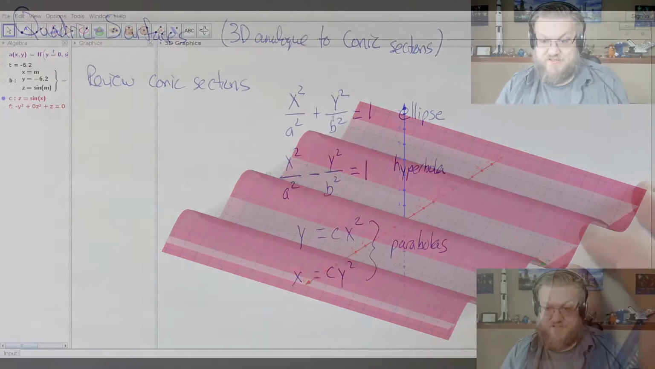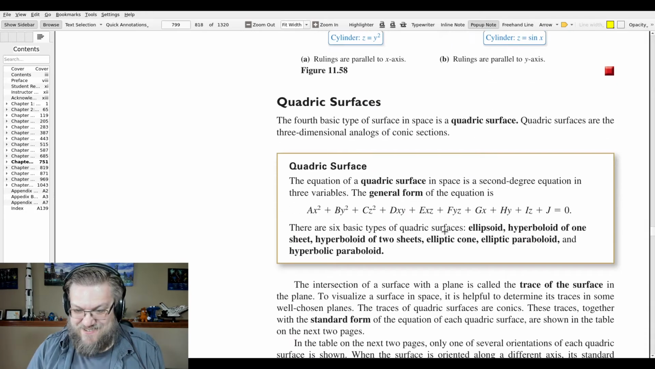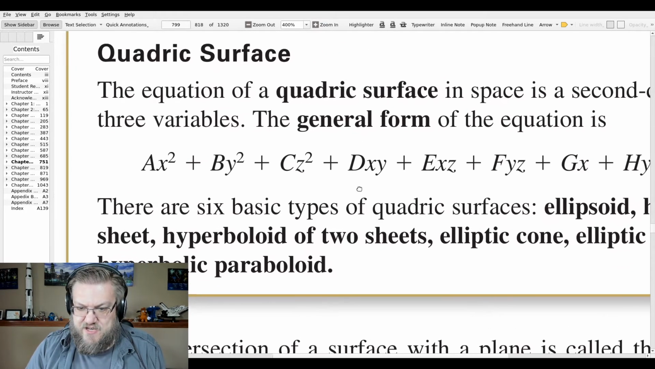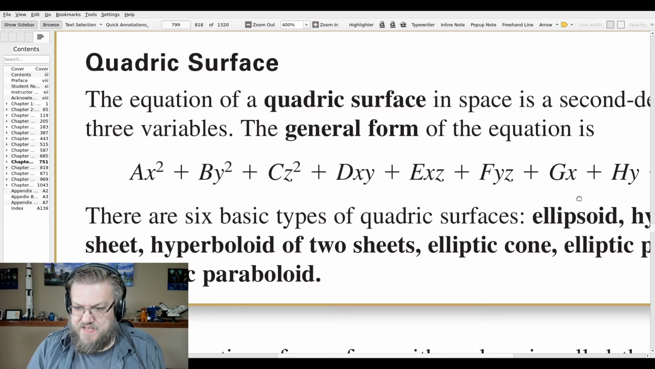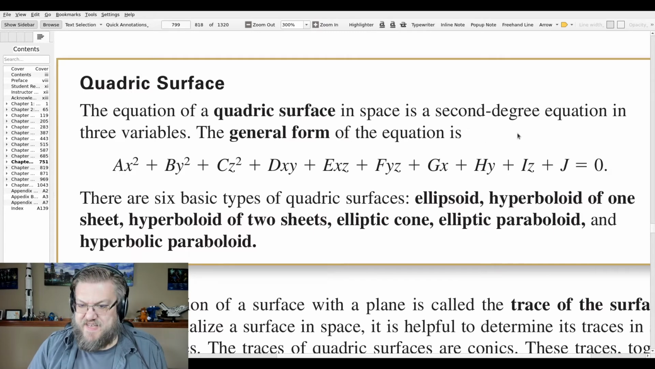Now, what's hilarious, though, is look at the definition of a quadric surface. So let's take a look here. This always freaks students out. Look at this definition. Okay. So it says, the equation of a quadric surface in space is a... Oh, it doesn't even fit on the screen. Hold on. The equation of a quadric surface in space is a second-degree equation. Okay, so that means that the highest power on anything is going to be 2, and that the sum of powers can't be more than 2.